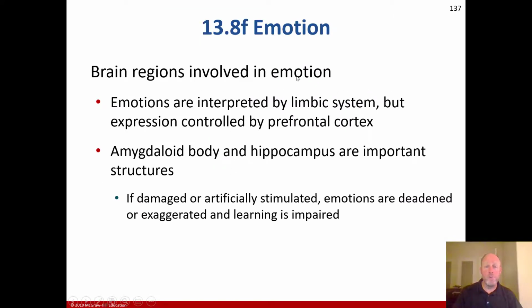Emotion, the brain regions involved in emotion. Emotions are interpreted by the limbic system, but their expression is controlled by the prefrontal cortex. The amygdaloid body and hippocampus are important structures. If they're damaged or artificially stimulated, emotions are deadened or exaggerated and learning is impaired.